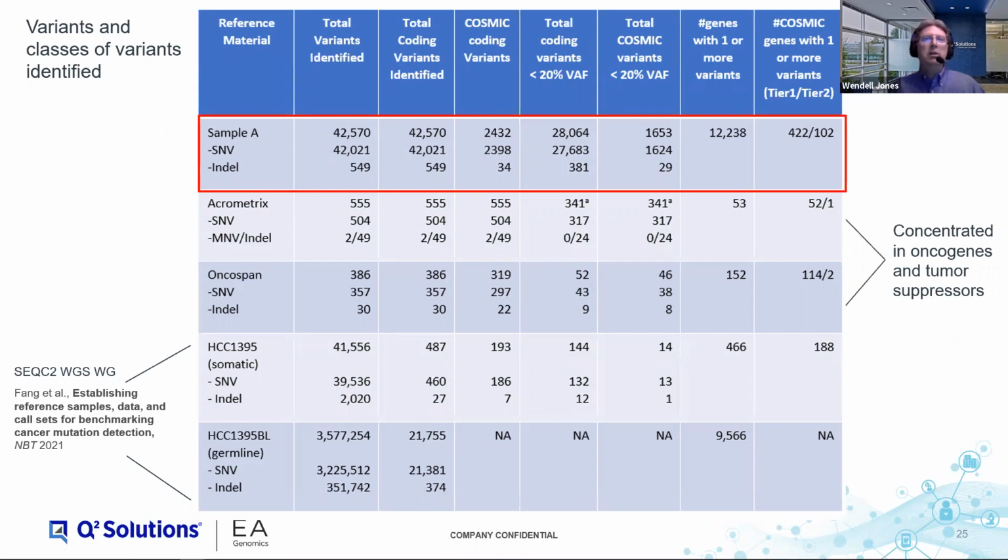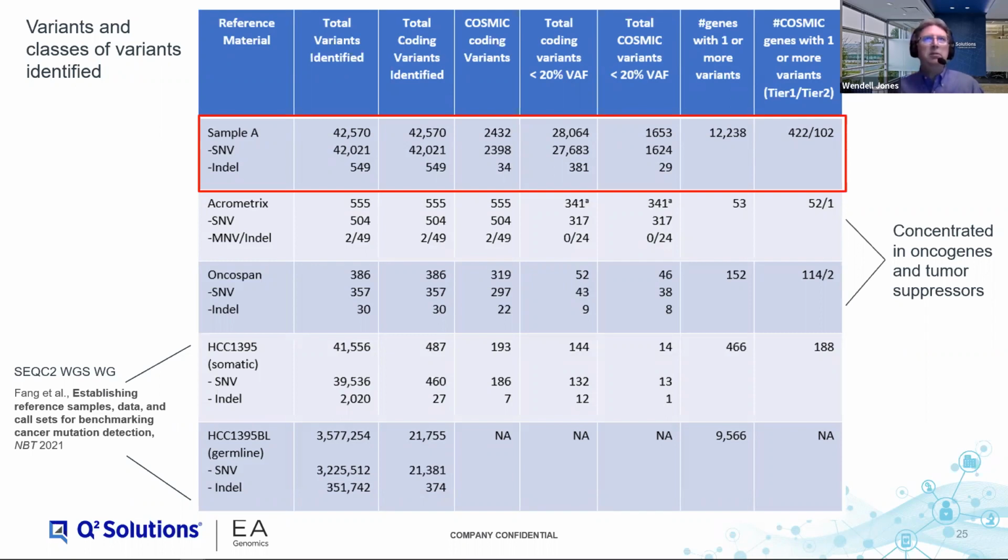But again, if you look at them compared to what is available in sample A, you see that sample A often has up to 100x more variants of different types. If you look at our sister effort in the whole genome sequencing working group, you see that they identified a tremendous number of both germline and somatic variants. In fact, their total somatic variants in HCC 1395 are comparable to what we identified. But again, that's across the entire genome.